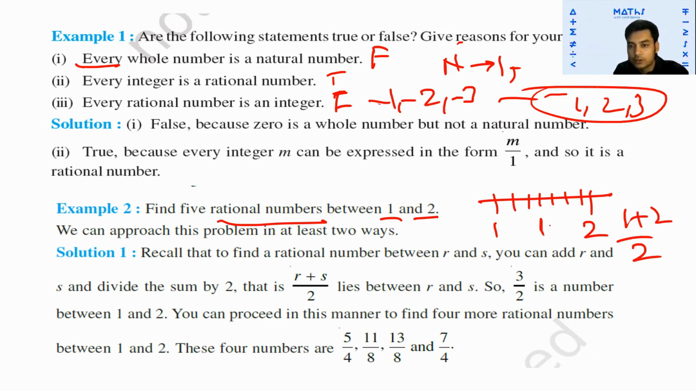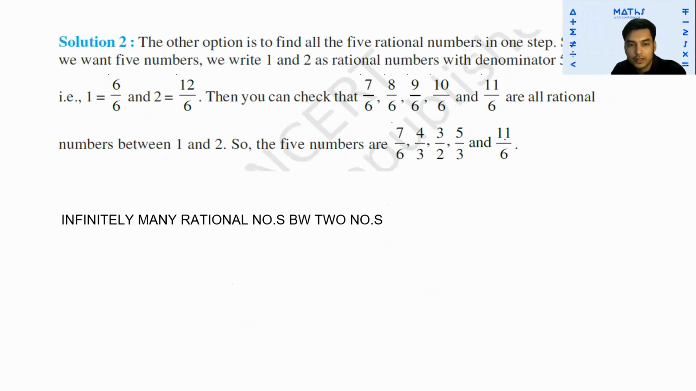And then you can take the average of, say, 3 by 2 and 2, so you will get 7 by 4, and you will get this point. Similarly, take the average of 3 by 2 and 1, and you will get this point. Again you can take the average of these two also, and you will get this point and then this point. So you can do it that way, or else you can convert it into equivalent fractions.